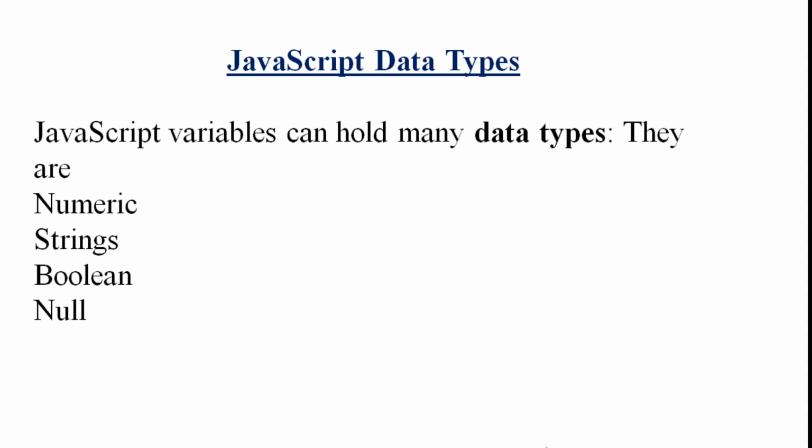JavaScript data types. JavaScript variables hold many data types. They are like numerics, strings, boolean, null.